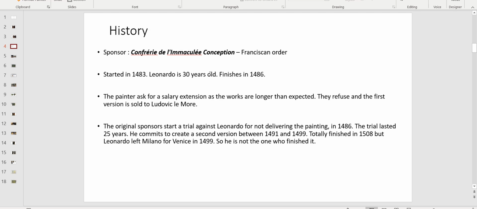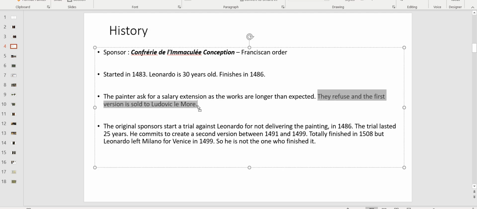Because of the amount of work that he put into it, he asked for a salary extension, and the sponsor refused. And as a retaliation, or we don't know, I got that from Wikipedia history of that painting, the version 1 is sold to Ludovic Lemort. So the original sponsor, not seeing the piece of work they paid for, started a trial against Leonardo, and the trial lasted 25 years. And he committed to create a second version.